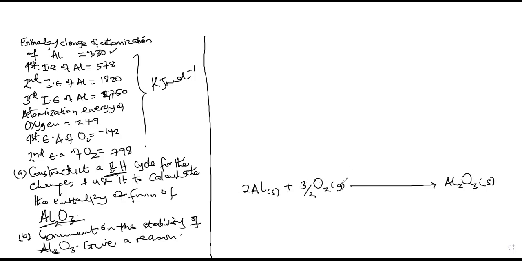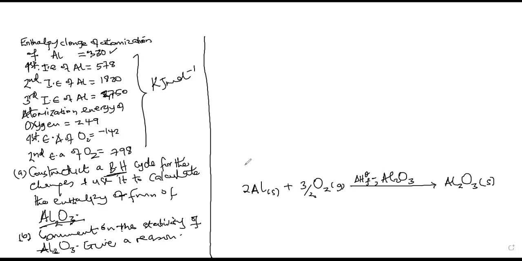Now, this energy change that is going to take place here is what they want, the enthalpy of formation, because we've defined enthalpy of formation as the energy given out or absorbed when 1 mole of a substance or of a compound is formed from its constituent elements in their normal state. So we are going to have an enthalpy of formation for aluminium oxide. You're forming aluminium oxide, right?